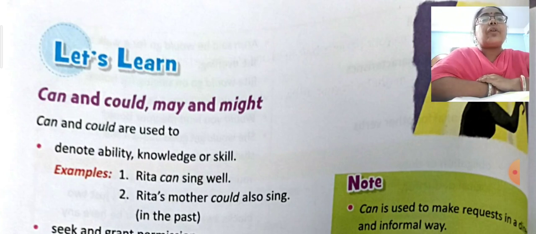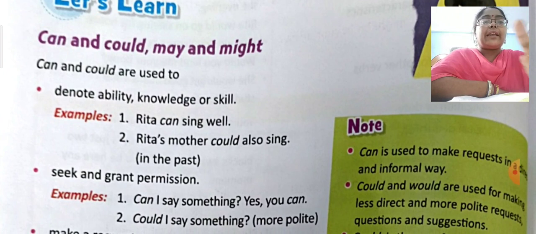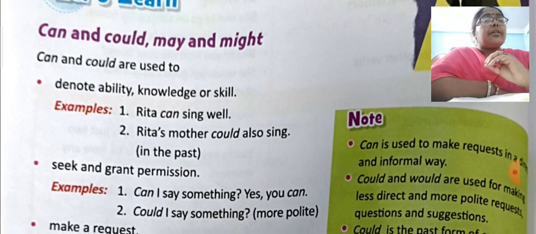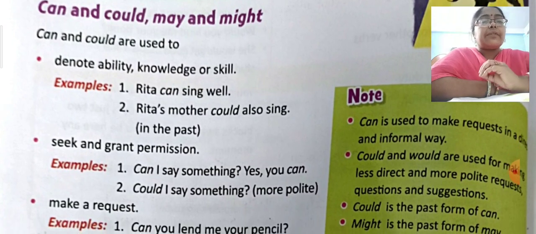First of all, we have got uses of can and could and may and might. You will find out here, see it's written down, can and could and may and might. Now where do we use can and could? Can and could are used to denote ability. Suppose I say so and so can play well. Here it's given Rita can sing well. These are all sentences which are denoting ability, some knowledge or some skill.